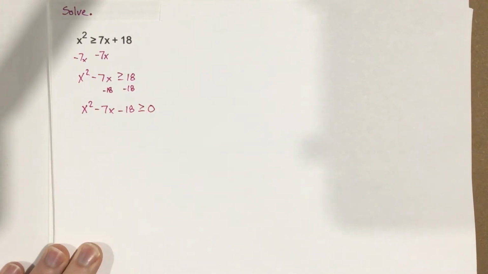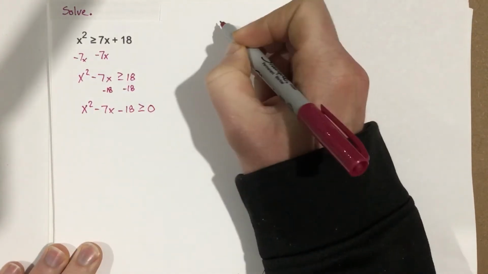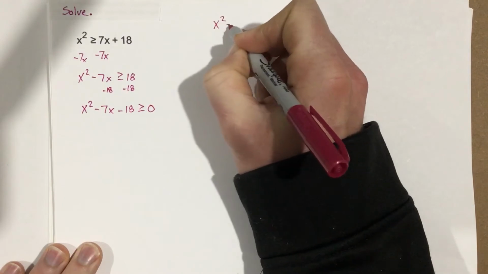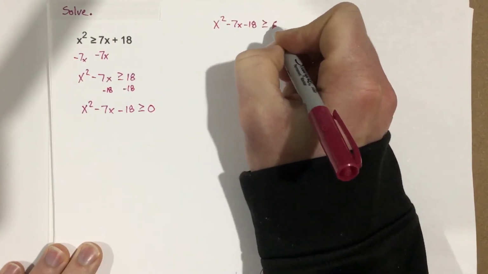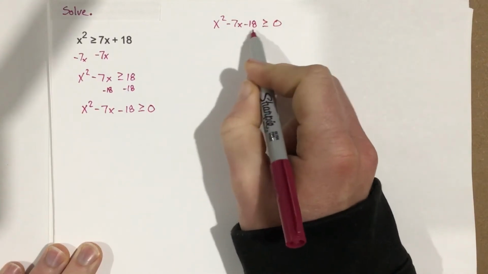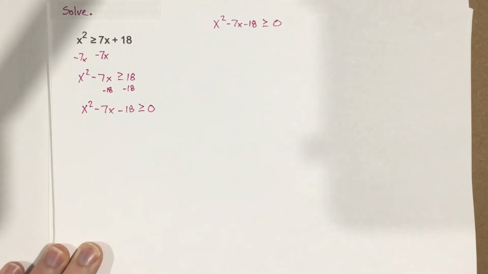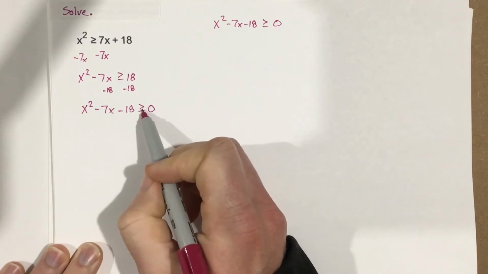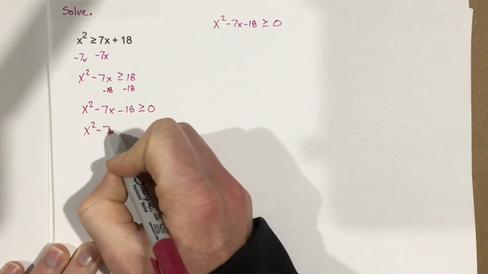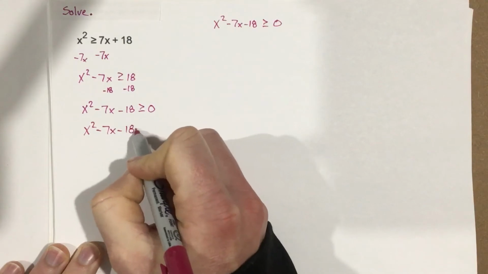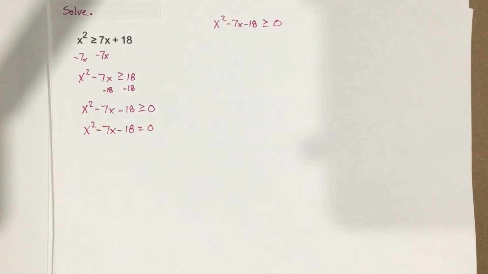Now at this point I'm going to write this at the top, x squared minus 7x minus 18 greater than or equal to 0, because we're going to use this inequality to determine our solutions once we get to the number line. So what we're going to do is replace the greater than or equal to sign with an equal sign. So we're going to make this an equation, and we're going to solve for the x values.